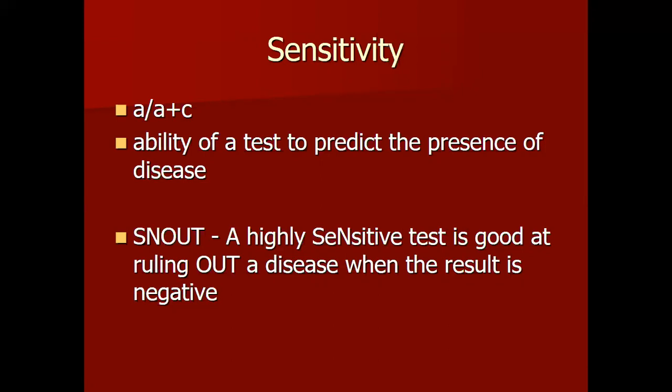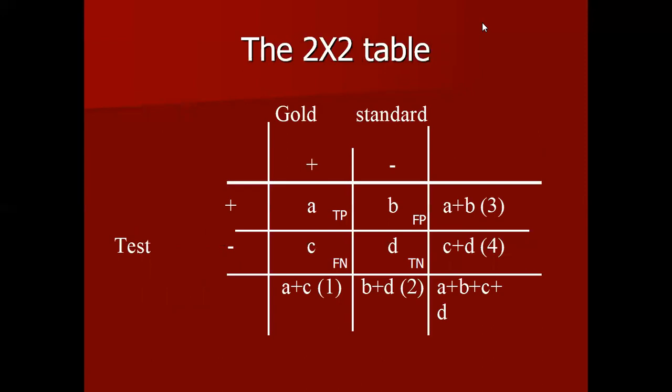The reason is, the definition of sensitivity is in relation to the gold standard, right? A plus C is all the people who have the disease. So in a test that's very sensitive, if A over A plus C is sensitivity, and I tell you the sensitivity is 100%, what does that say about A and C? It doesn't have any false negatives, most correct. So if you do a test that's 100% sensitive, C is 0.